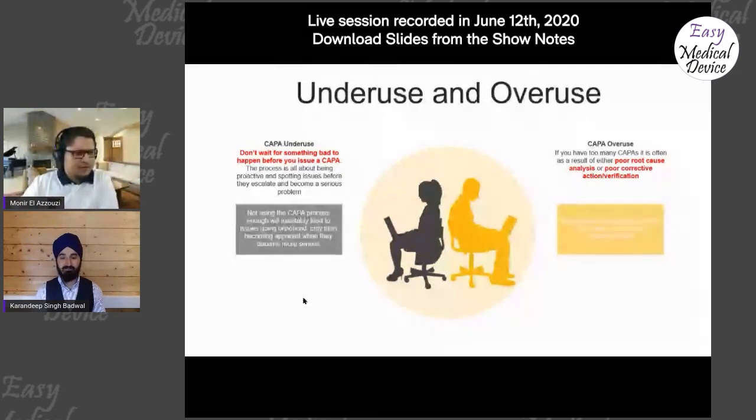Exactly. So you have to have the right balance between underuse and overuse. It's also important to be conscious that it should be, if I can say, normal. You don't open a CAPA just to open a CAPA. Really give it some thought, but don't decide to not open a CAPA because maybe you already have too many.